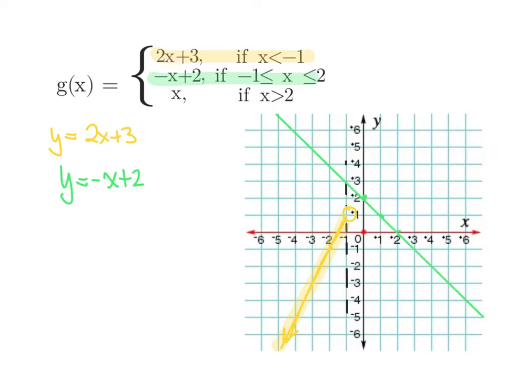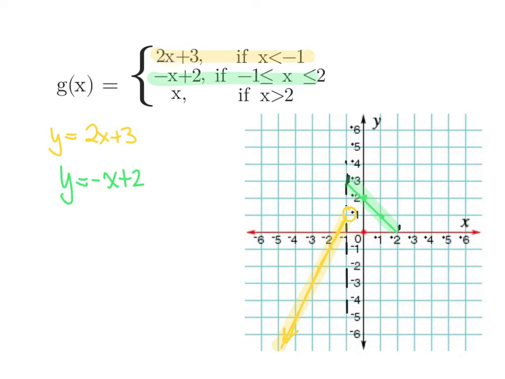Now our conditions on this portion of the graph say that g of x is going to equal -x plus 2 if x is in between -1 and 2. Now, we've already found where x is equal to -1, and we can see that x equals 2 right over here. So we're going to keep the portion of the line that's in between those two boundary points. So we take the eraser and erase the stuff that we don't need.